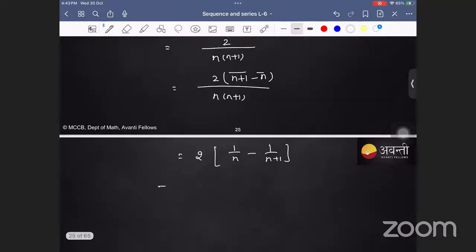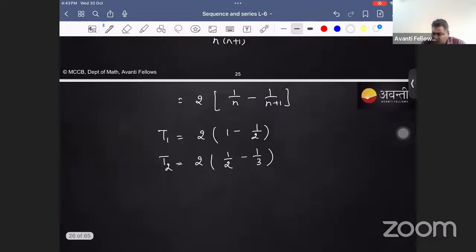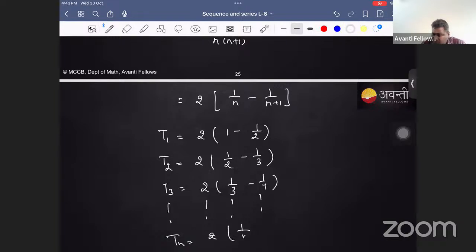Yes, now, sir, T1 is what? It is 2 times, put n as 1, 1 minus 1 by 2. T2 is what? 2 times 1 by 2 minus 1 by 3. T3 is what? 2 times 1 by 3 minus 1 by 4. And so on. Tn is what? 2 times 1 by n minus 1 by n plus 1.